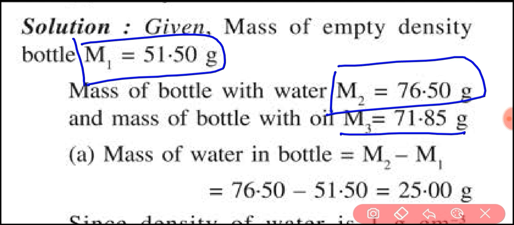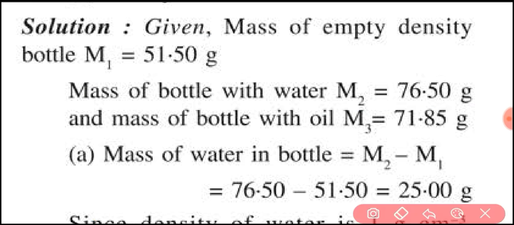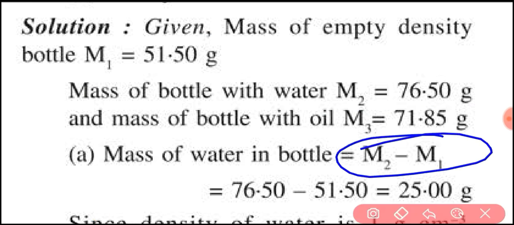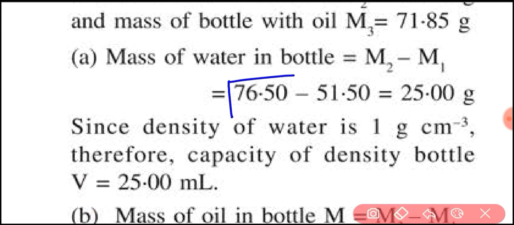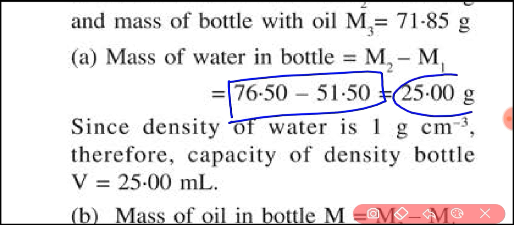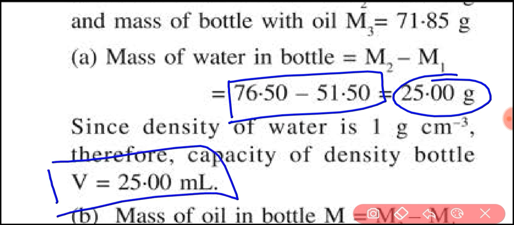In theory we have discussed the same situation, the same activity we have done. Okay, you please remember. Now how can we find out the mass of water in bottle? By using the relation M2 minus M1. Here it is M2, that is 76.50 minus 51.50. That will give the answer 25 gram. Since density of water is 1 gram per centimeter cube, therefore capacity of density bottle V is equal to 25 ml.